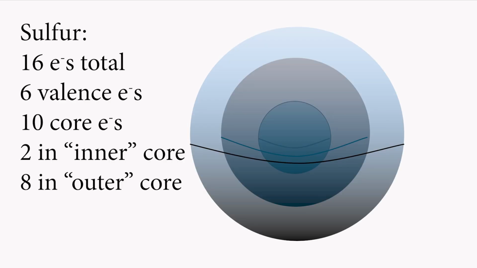Look at something a little bigger like sulfur. Sulfur's got 16 electrons total. It's going to have 2 electrons in that inner core that are going to look like helium.